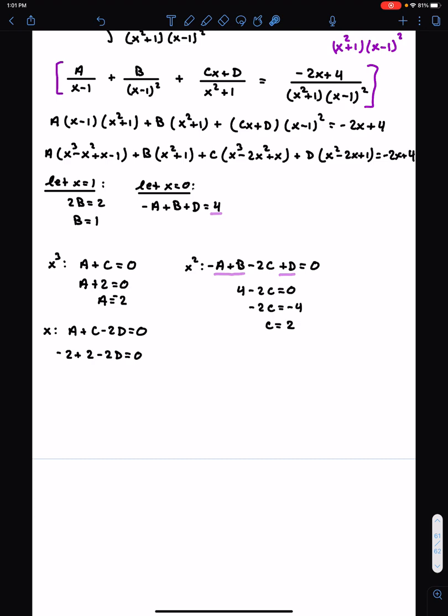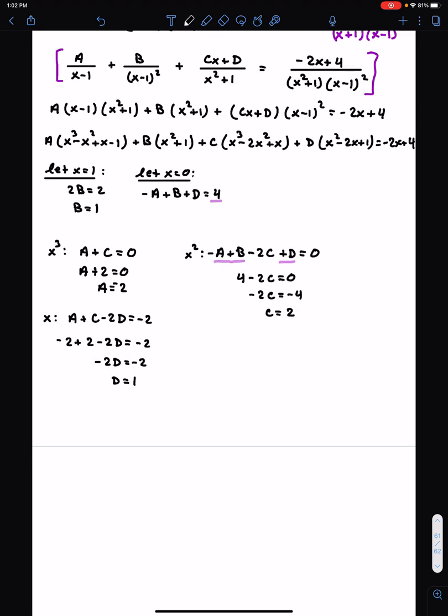There's a mistake. For the equation for this x, there are negative 2 x's on the right side. So instead of this 0, this should be negative 2, which would change this 0 to negative 2. So I have negative 2d is negative 2. So d is equal to 1.